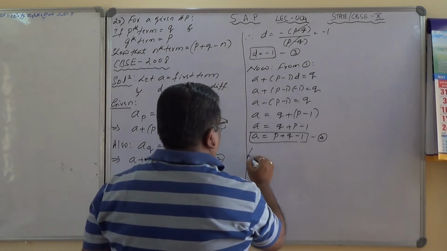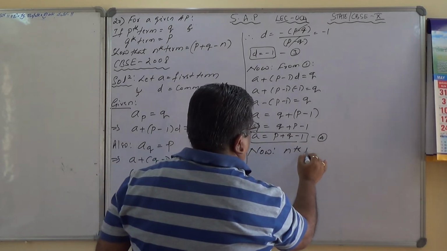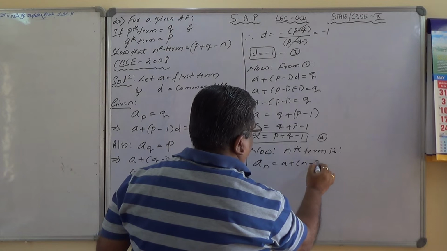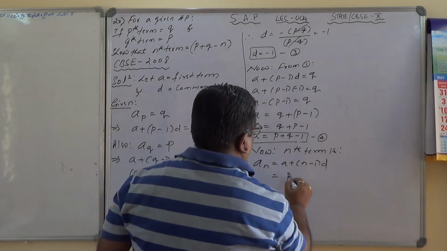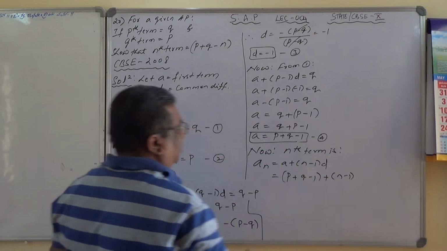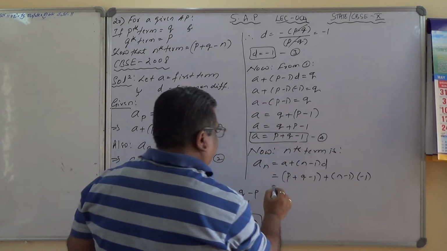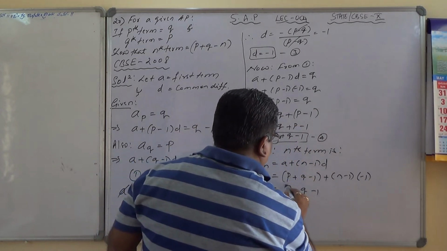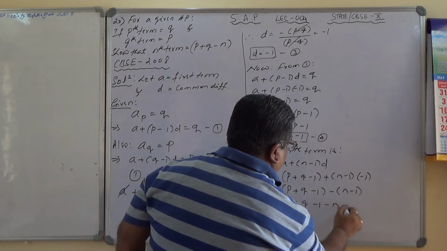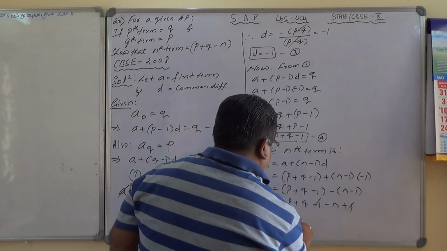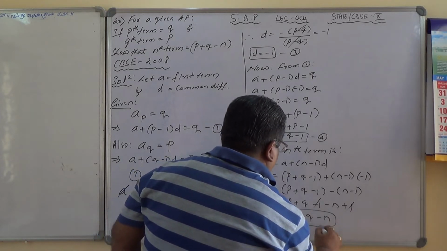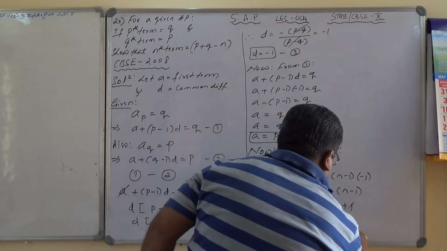Now the nth term: an equals a plus (n minus 1) times d. A is p plus q minus 1, plus (n minus 1) times d. D is minus 1. So this minus 1 you take this side: p plus q minus 1 minus of (n minus 1). So p plus q minus 1 minus n plus 1, and plus 1 minus 1 cancels: p plus q minus n. This is an equals. Clear? We got this p plus q minus n. Hence proved.